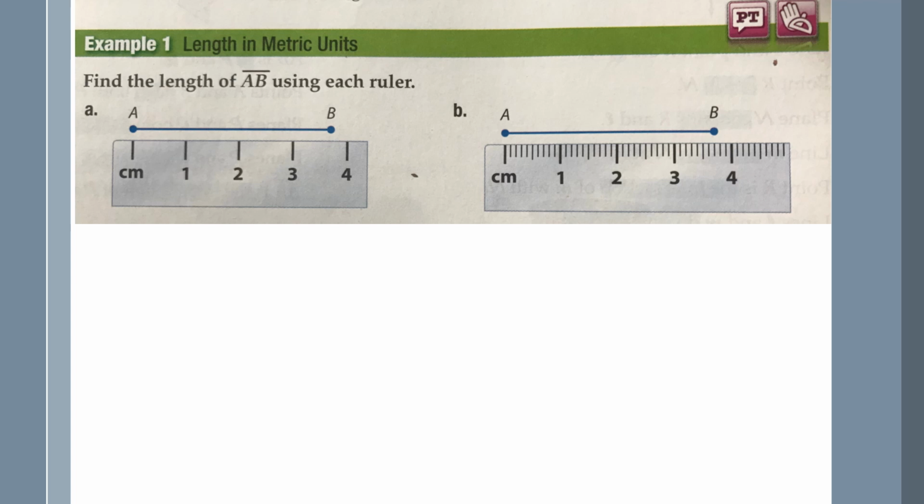It's time for some example problems. All right, so we want to find the length of segment AB using each ruler.